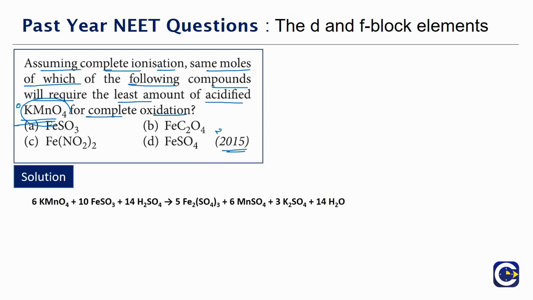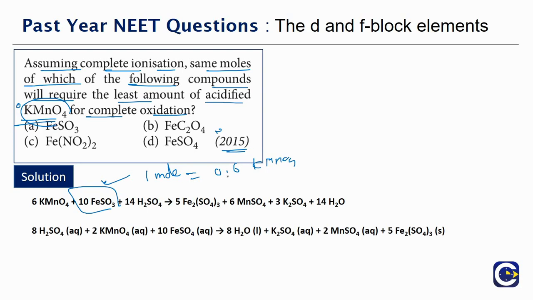If you know the reactions, we will be able to find out the amount of KMnO4 required. All these reactions are happening in acidic medium. If you look at the reaction of FeSO3, ferrous sulphite, with acidified KMnO4, this is the balanced equation. 10 moles of FeSO3 requires 6 moles of KMnO4. Means 1 mole of FeSO3 requires 0.6 mole KMnO4. Then the second is FeSO4, ferrous sulphate. 10 moles of FeSO4 requires 2 moles of KMnO4. Means 1 mole of FeSO4 requires 0.2 mole of KMnO4.